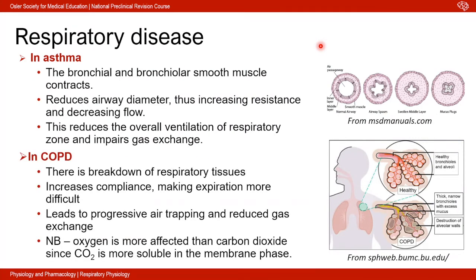So in COPD, which is a very common respiratory disease, particularly in smokers, there's breakdown of the alveolar sacs. And this really increases compliance. And thinking back to our slides before, it makes expiration much more difficult. And air can get trapped in these tiny little sacs because they kind of burst and merge into each other, and it's not as efficient. You can't expel the air out as easily. So this is also going to really impair your ventilation and your gas exchange.